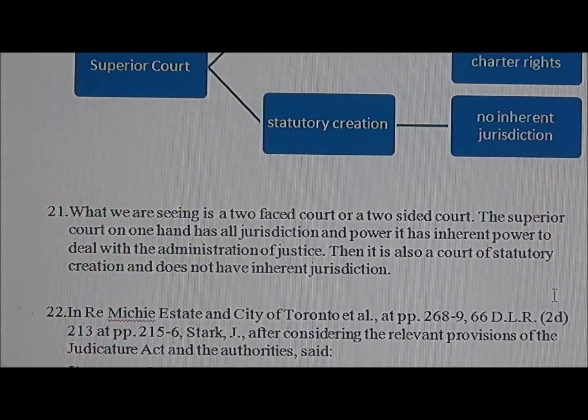What we are seeing is a two-faced court, or a two-sided court. The Superior Court, on one hand, has all jurisdiction and power. It has inherent power to deal with the administration of justice. Then, it is also a court of statutory creation and does not have the inherent jurisdiction.